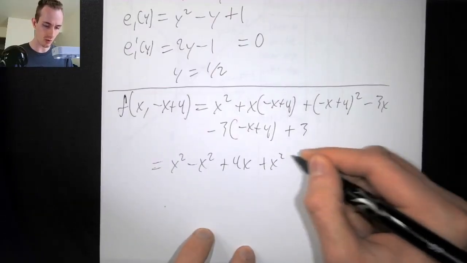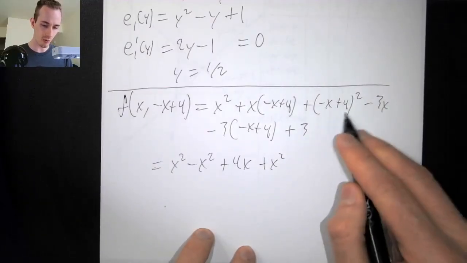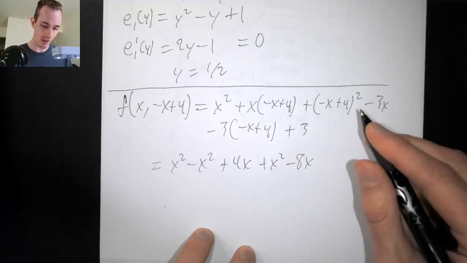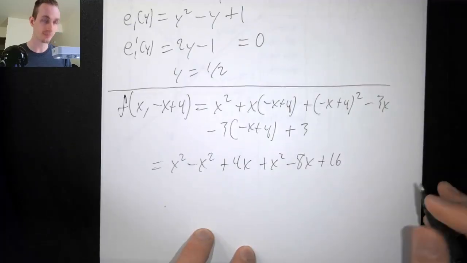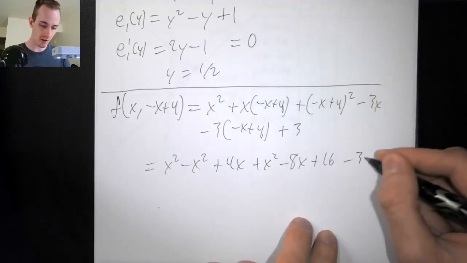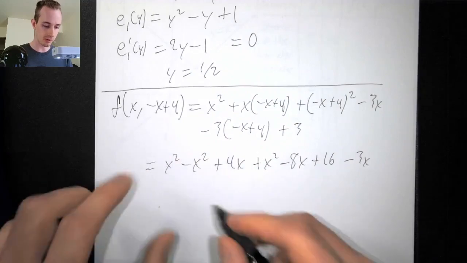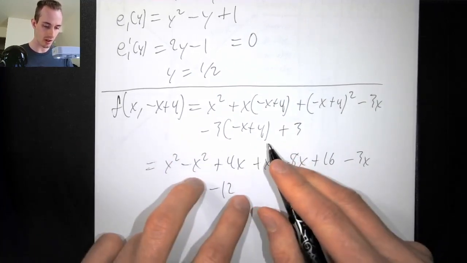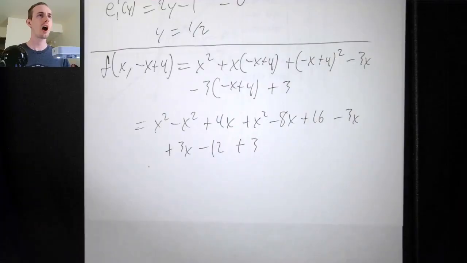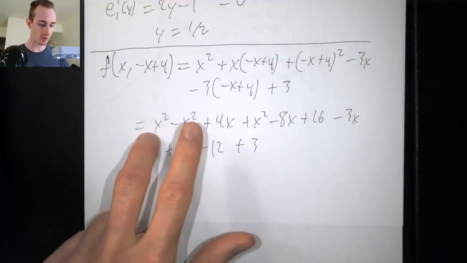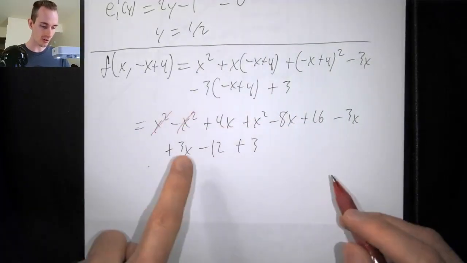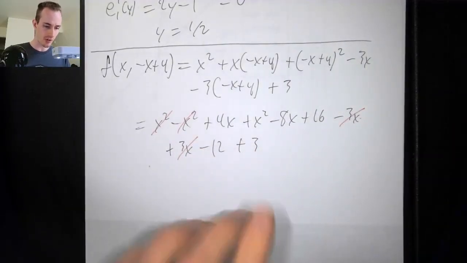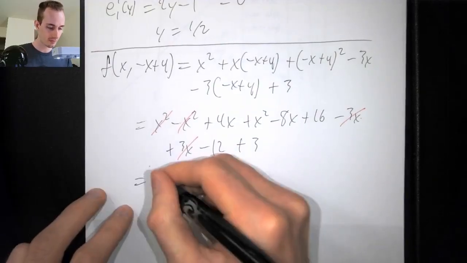You'll get plus x squared plus 2 times the product of these two, so that'd be minus 8x. And then plus this square, which is 16. You got that minus 3x there. This one will be a plus 3x, and then minus 12, and then lastly that plus 3. I see a couple things simplifying right off the bat. You've got x squared minus x squared, which cancels out. You've also got a 3x minus 3x. Those cancel out also. After that, I only have one quadratic term, x squared.